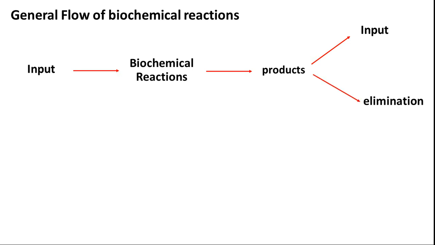Or the chemical will be eliminated. Okay, these are the only two fates that we have inside our body. Because here a need is there, so chemicals are given as input, some biochemical reactions happen, and then it gives you the outcome. But along with the outcome, you always end up with a product. These products will be useful as an input, or will be eliminated.